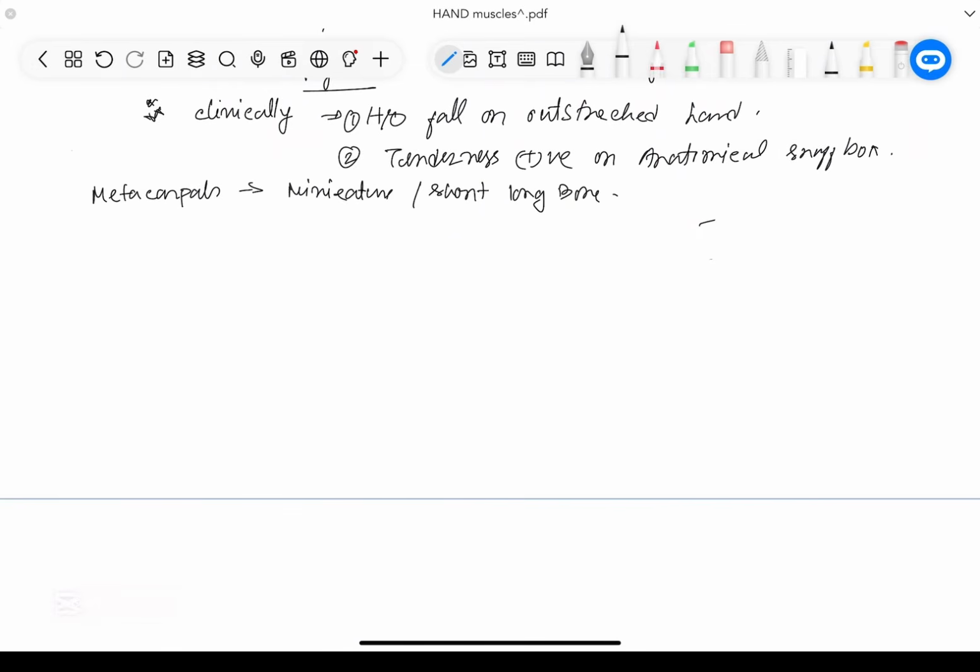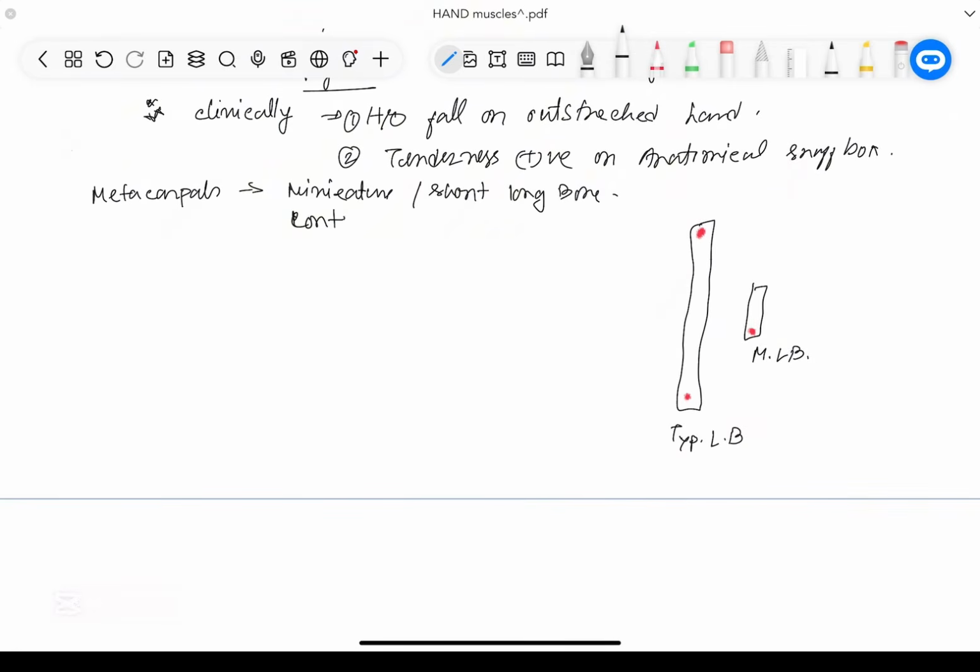Now maybe your teacher asks you, what is the difference between a typical long bone and a miniature long bone? Number one difference is their length is short compared with the typical long bone. This is a typical long bone and this is a miniature long bone. Then in a typical long bone, both ends contain epiphyses, but in a miniature long bone, only one area will have an epiphysis. This is the basic difference between these two.